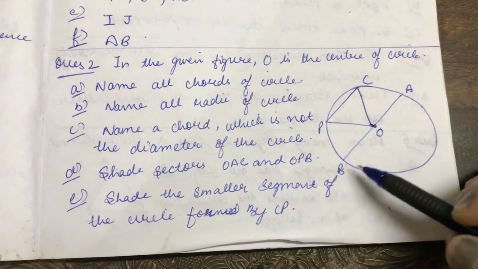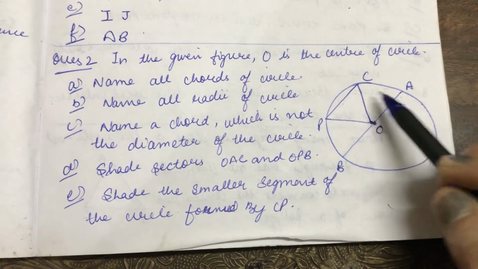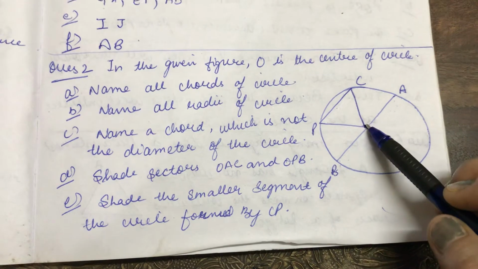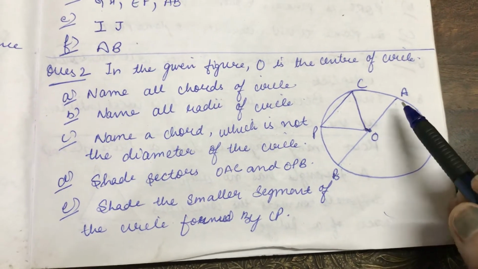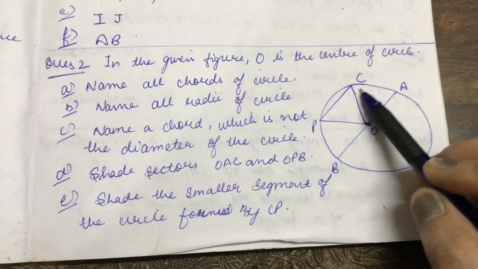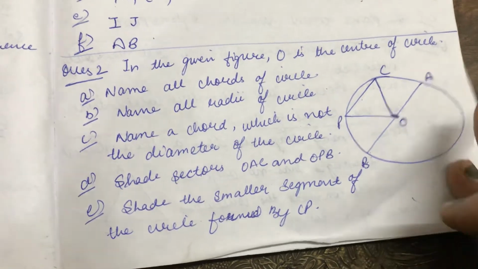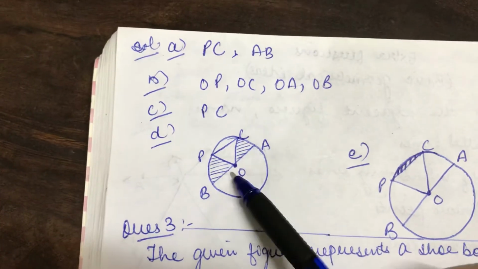Shade the sectors OAC and OPB. Now OAC and OPB. Sector means a triangular region of the circle. Now OAC sector is this one and OPB is this one. So I will shade it like this. OAC and OPB.